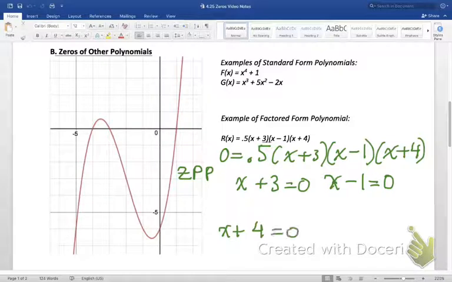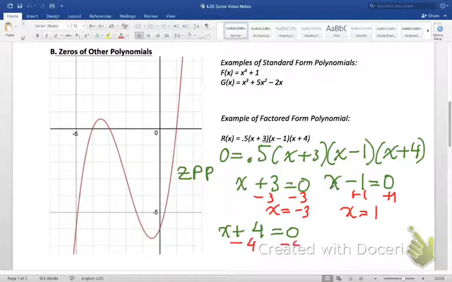So you need to solve each of these little mini equations. I'm going to do it in a different color just so we can see it. So subtracting 3 here, I get x equals negative 3. Adding 1, I get x equals 1. Subtracting 4, I get x equals negative 4.